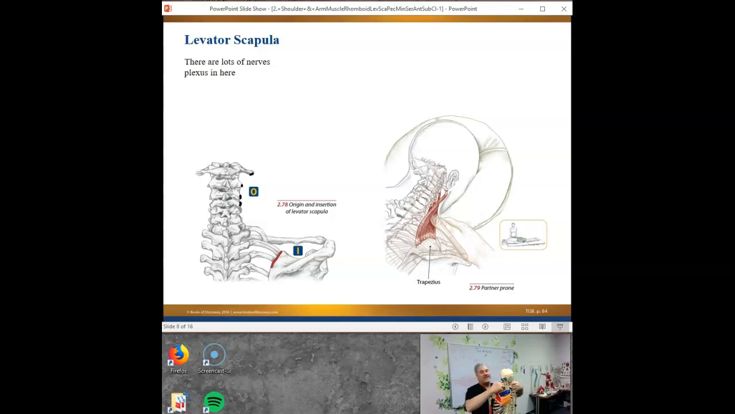Well, what comes out the sides of your spine everywhere, all the way down your spine? What comes out the sides of your spine, anybody? Water? Chocolate?